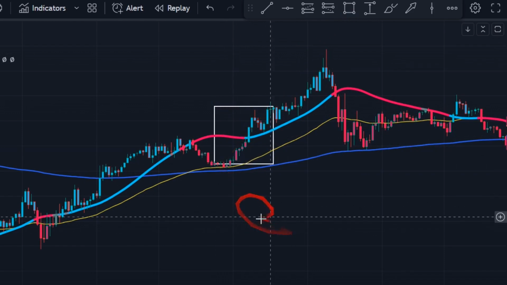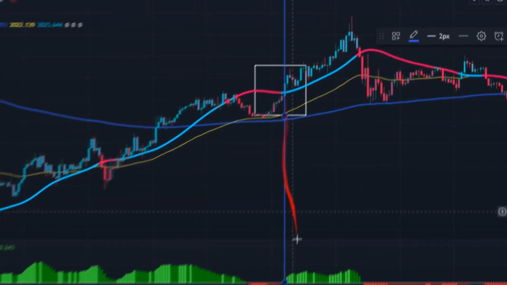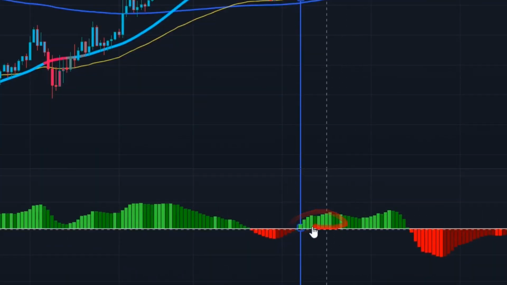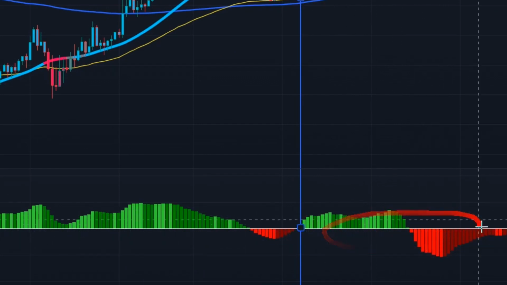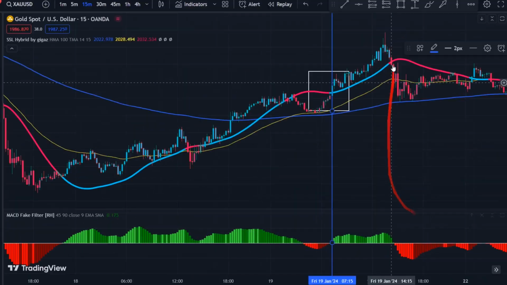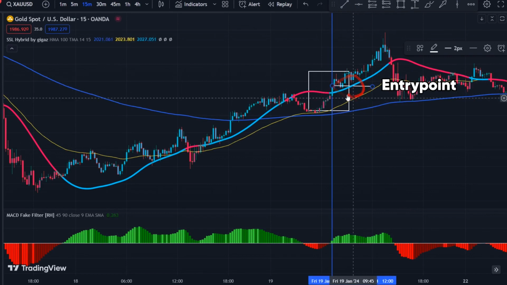However, we shouldn't rush into entering a trade and should confirm this buy signal with the MACD fake filter indicator. For this, we go to this indicator and make sure that at this point, the histogram is green and above the zero line. Now that all the conditions are met, we understand that this point is a good entry point for our buy order, and we can place a buy order at this point.